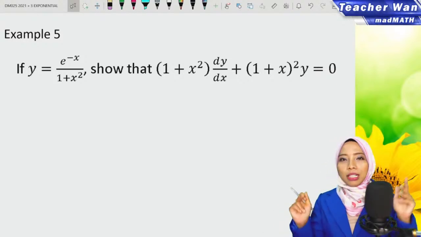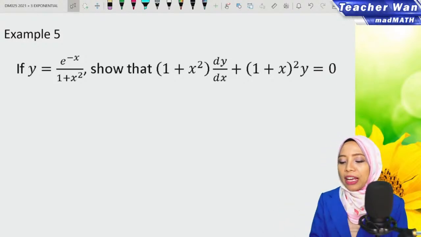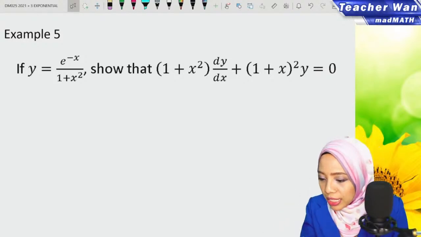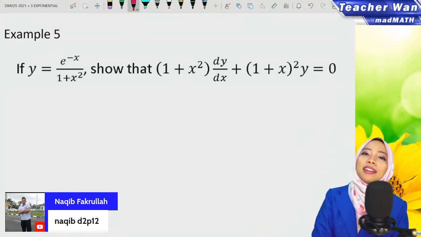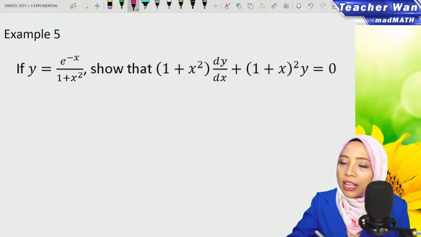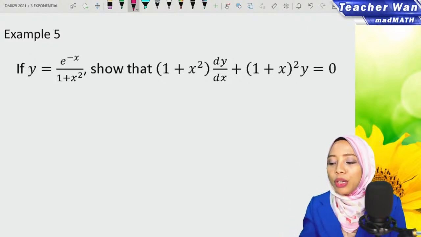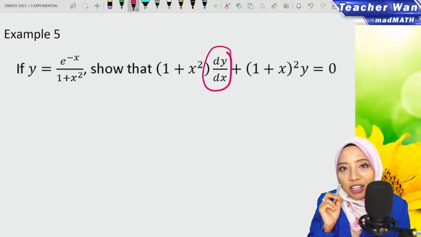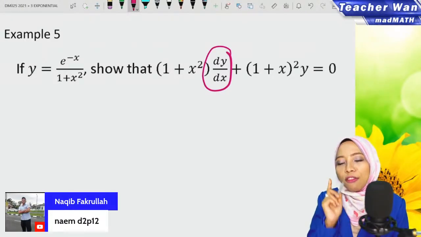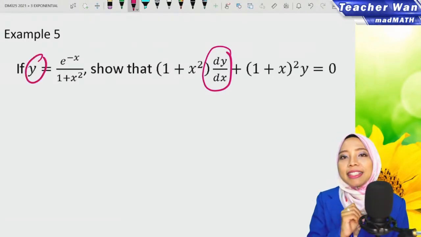Okay, so we continue. Let's look at example 5. y equals this function. Show that this equals 0. Ceritanya nak kena buktikan. We have to prove that this equation equals 0. But before doing that, we have to find the differentiation first, the first derivative of this.